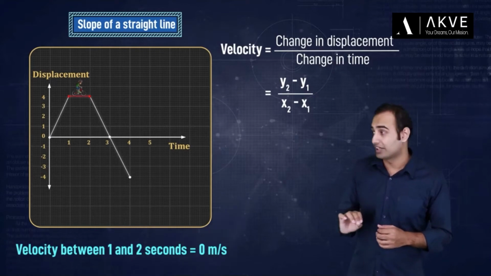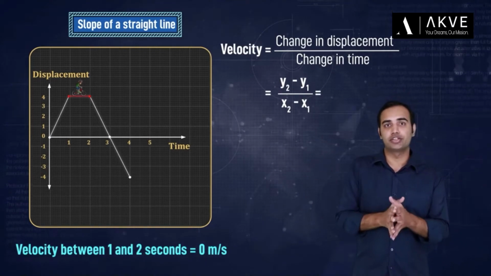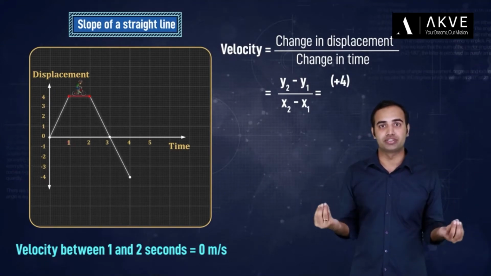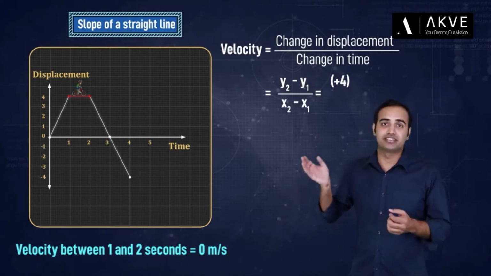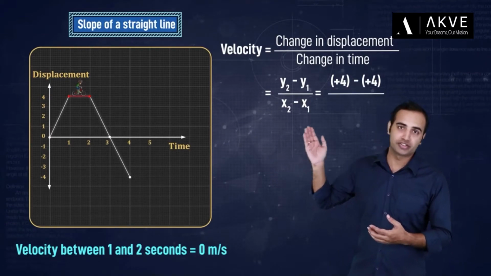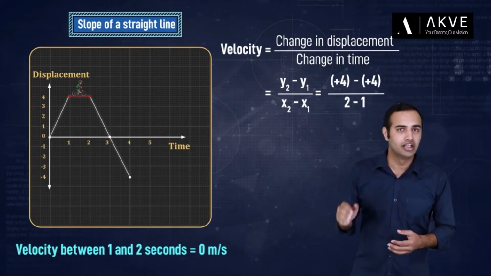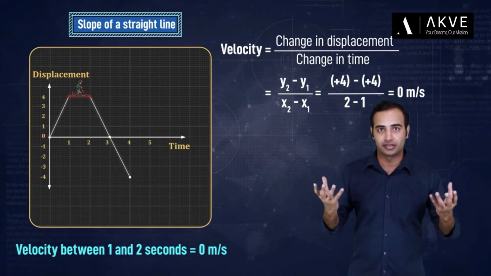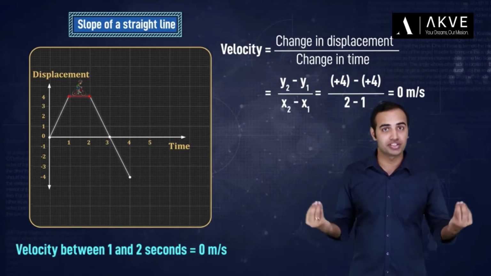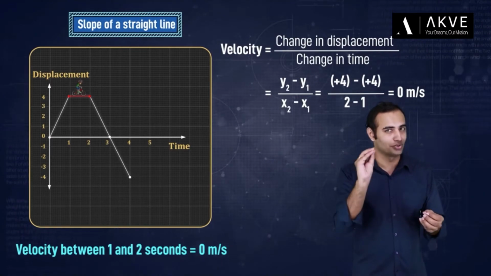Now you can see that at t equal to 2 seconds, the value of displacement is plus 4 meters. And at the same time, at t equal to 1 second, the value of displacement is again plus 4 meters. So clearly, the formula becomes 4 minus 4 divided by 2 minus 1, which comes out to be 0 meters per second. So using the formula also we can see that the velocity of the cyclist was 0, or the cyclist was at rest during this time interval.